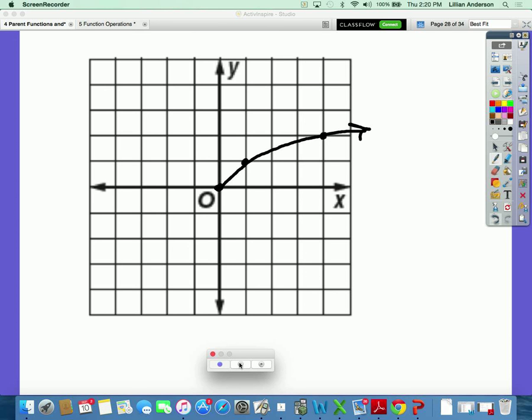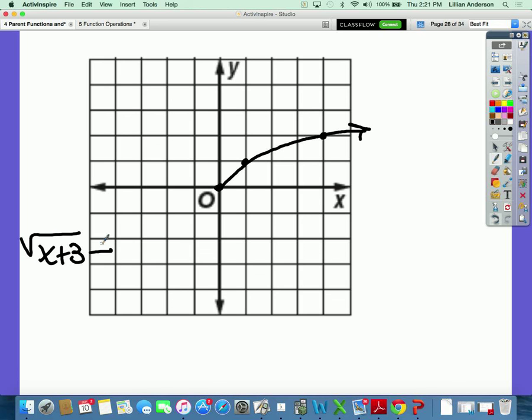So number 1 was a square root function. This is what the parent function looked like. And you had the square root of x plus 3, plus 1. What did that plus 1 mean? I had to move every point up 1 unit. And then that plus 3 underneath the radical meant what? I had to move to the left 3.